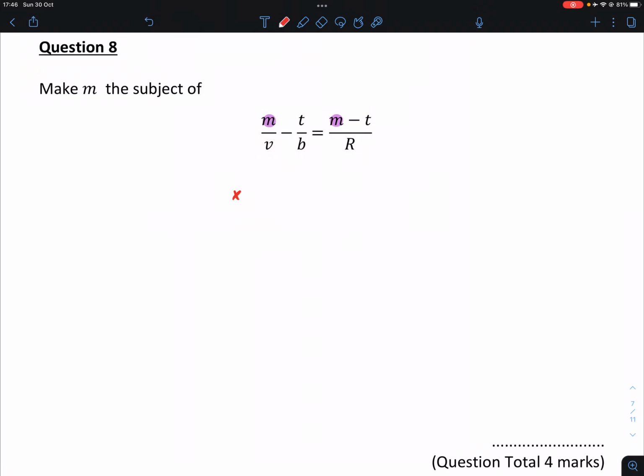I do not want this over V or this over B or this over R in play, so I'm going to multiply everything by VBR. Multiply both sides, everything on both sides as well. We've got to be careful because that minus is also multiplied. So how you can write this is place a VBR beside all of your existing fractions.